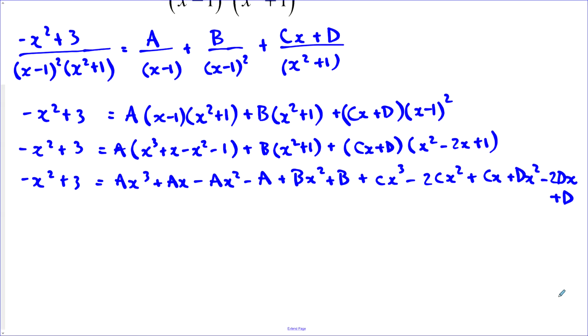Now we'll collect up all the like terms on the right side here. And that would be a x cubed and a cx cubed.